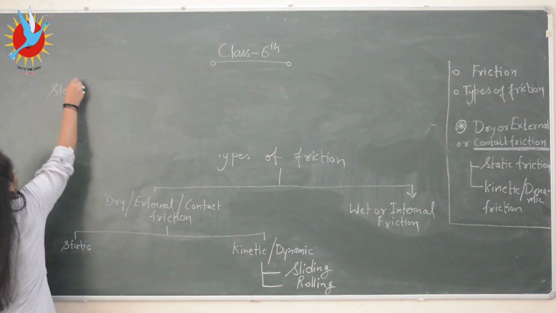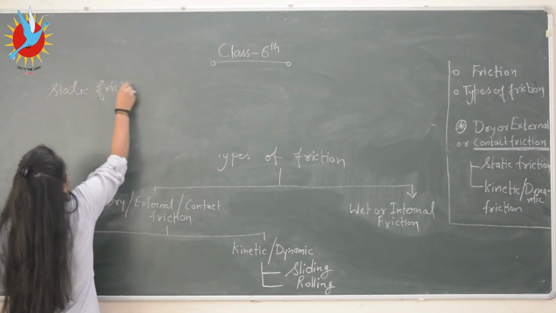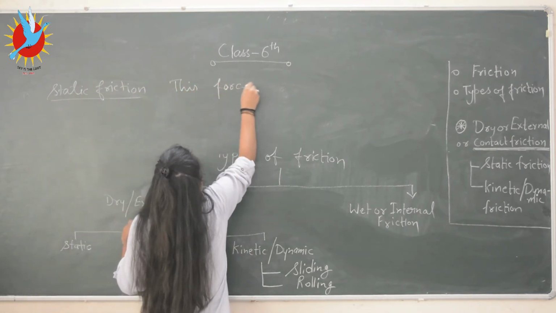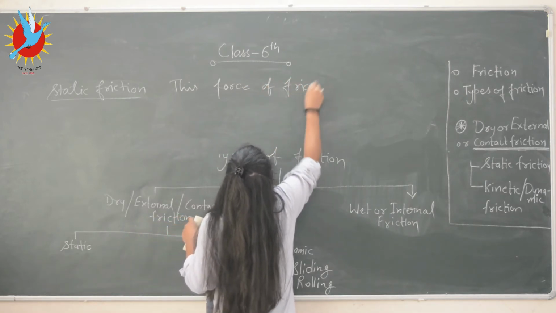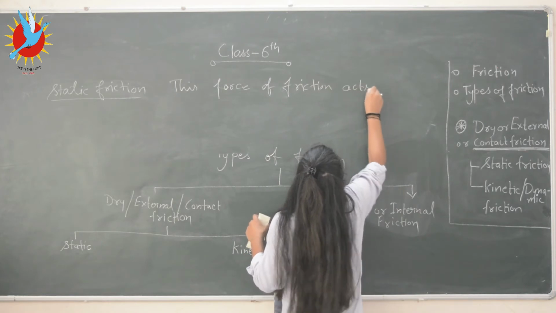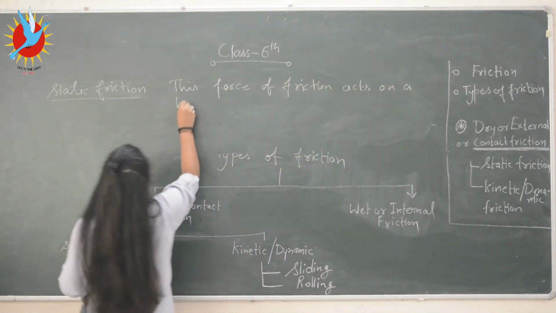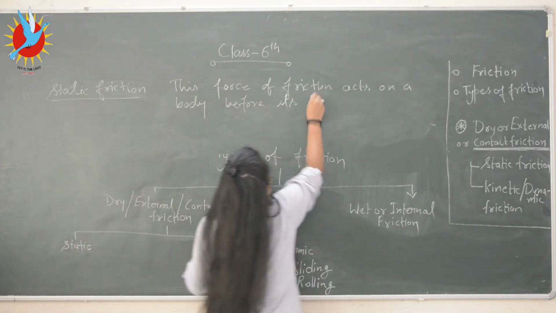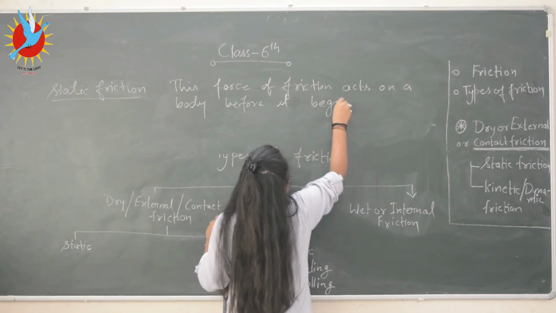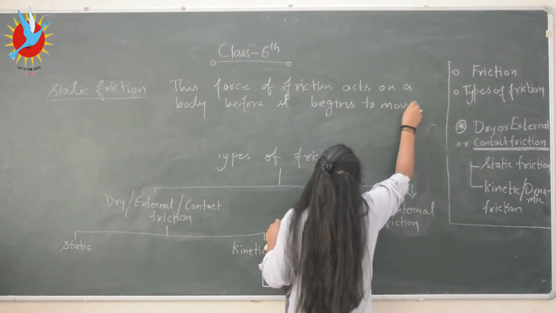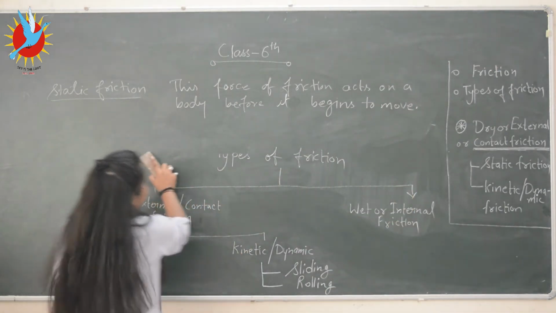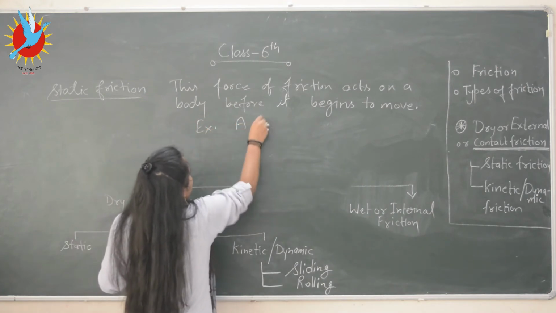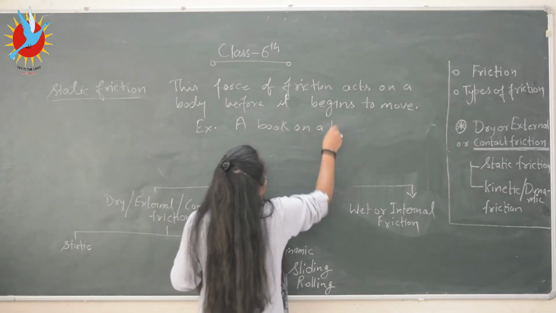Static friction is this force of friction that acts on a body before it begins to move. Okay, for example, a book placed on a table, okay? I'm writing the example here. A book on a table.